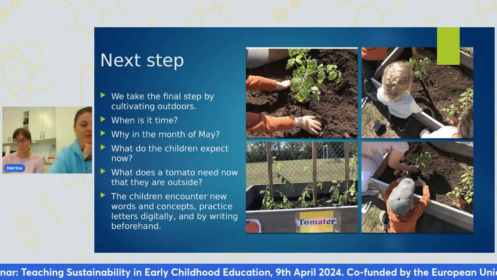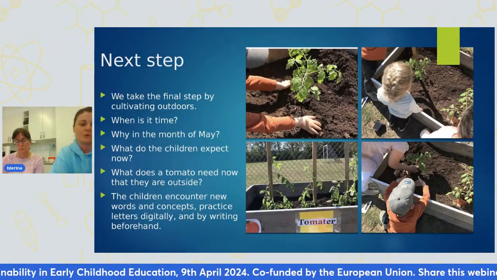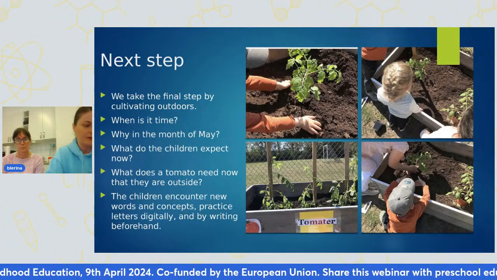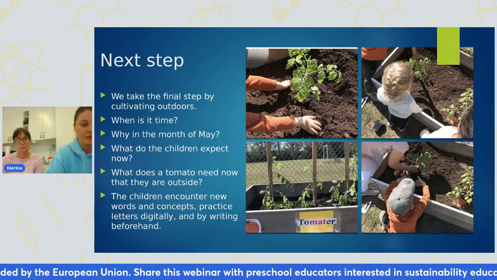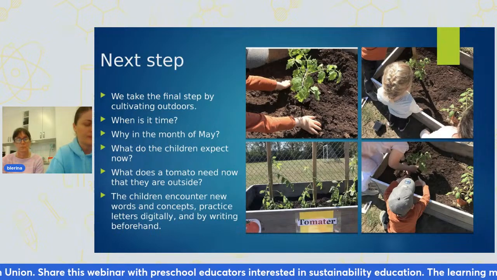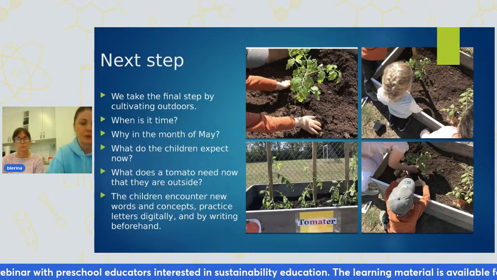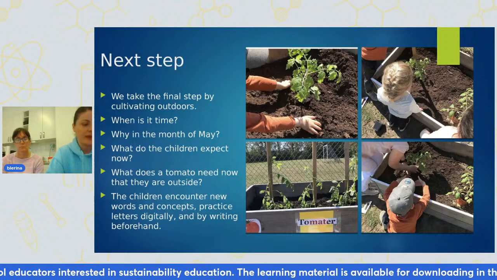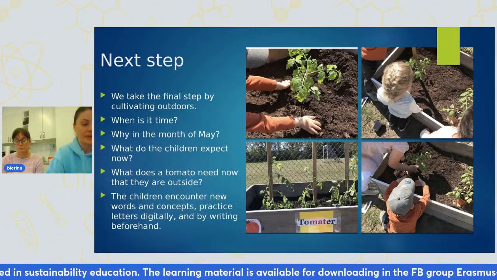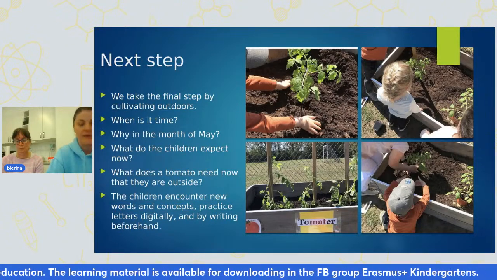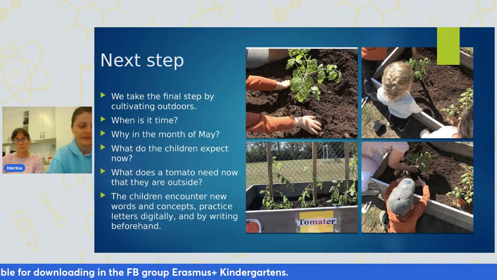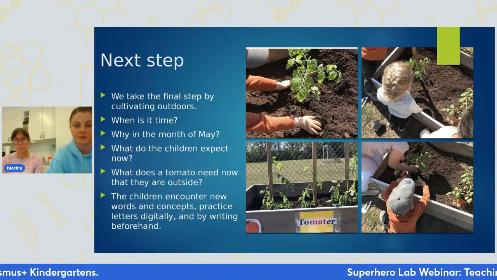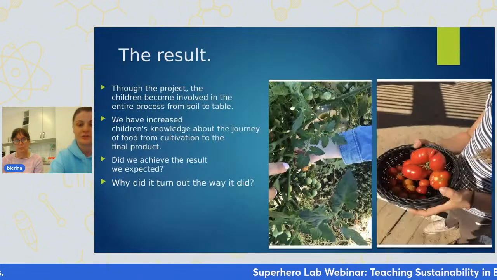The next project with the children is taking the tomatoes outside. Here we talk with the children about why we take the tomatoes out, and let the children ask questions. We ask what they think will happen with the tomato. In the process, the focus is on making children communicate and learn language.